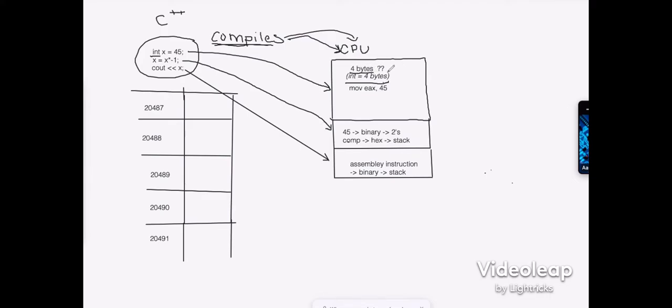Now the second part is these question marks. What do these question marks mean? This basically tells us that we're not going to initialize our memory.